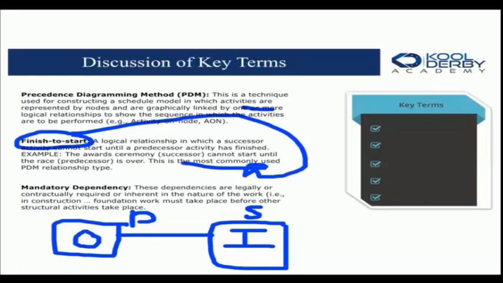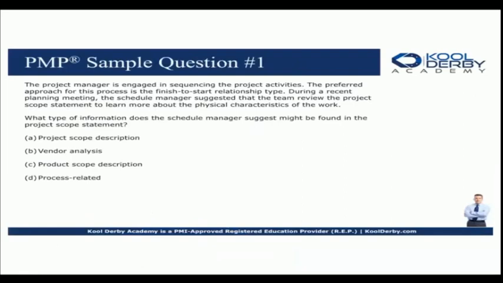All right, here's question number 1. The project manager is engaged in sequencing the project activities. The preferred approach for this process is finish to start, and we just talked about that. During a recent planning meeting, the schedule manager suggested that the team review the project scope statements to learn more about the physical characteristics of the work, okay? This is a key word, physical characteristics.